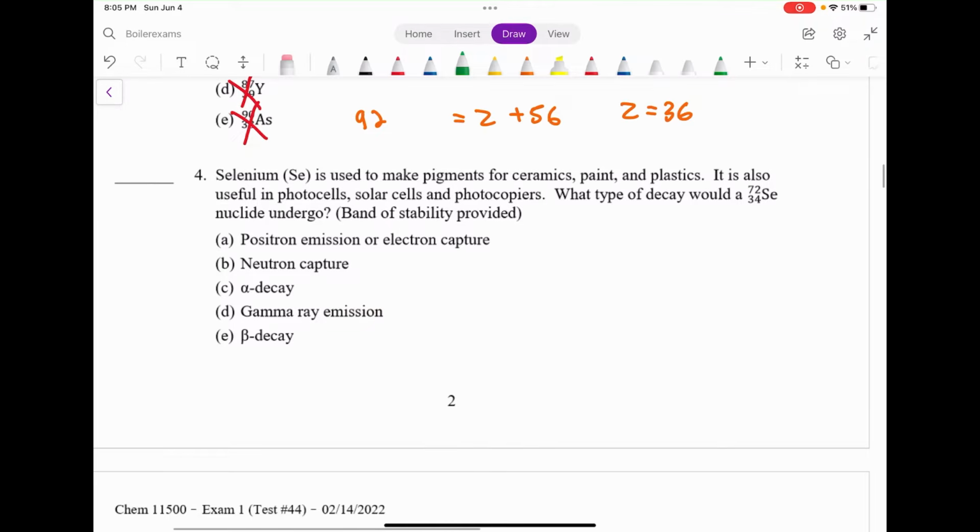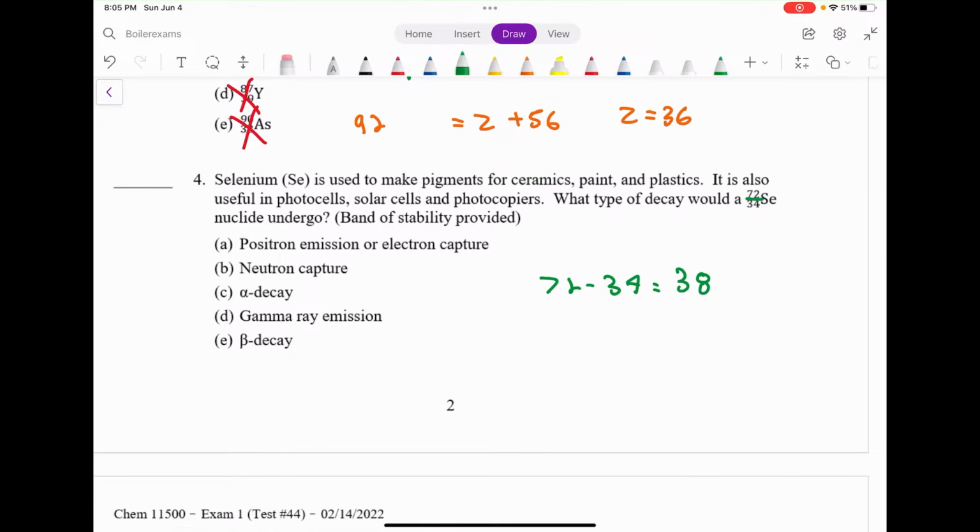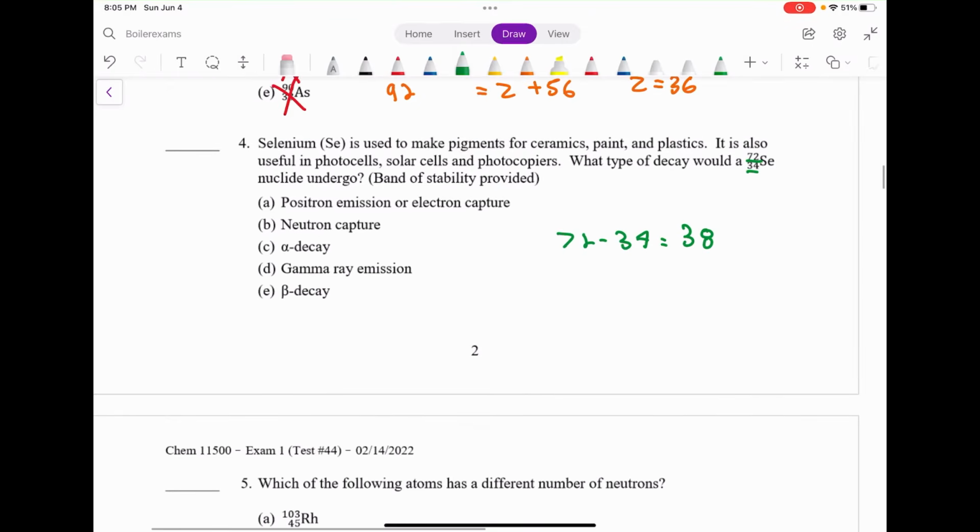So how many neutrons do we have? We have 72 minus 34 neutrons. So I know I have 38 neutrons. The reason being, the mass number, this top number, is neutrons plus protons. The bottom number is just protons. So if you take the mass number minus the atomic number, you get the number of neutrons you have. So let's go down to our band of stability.